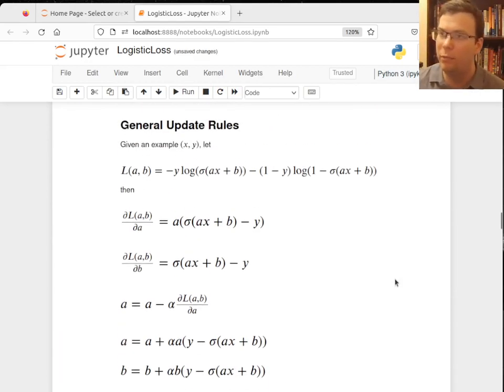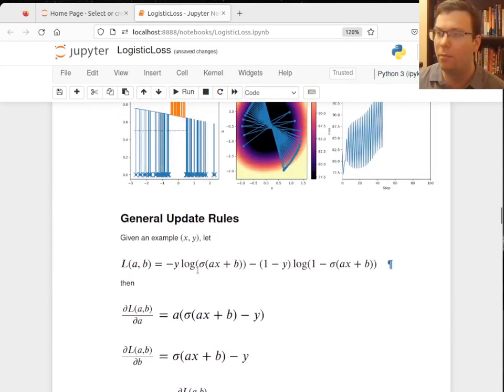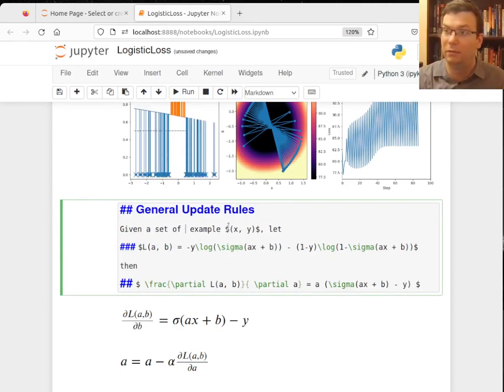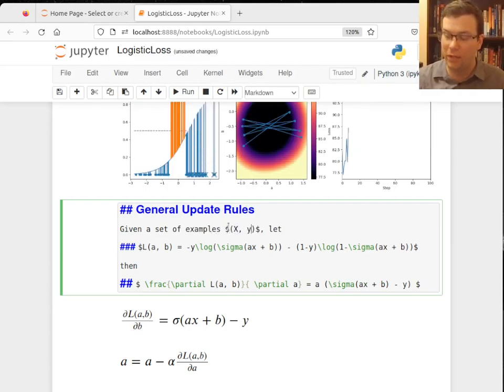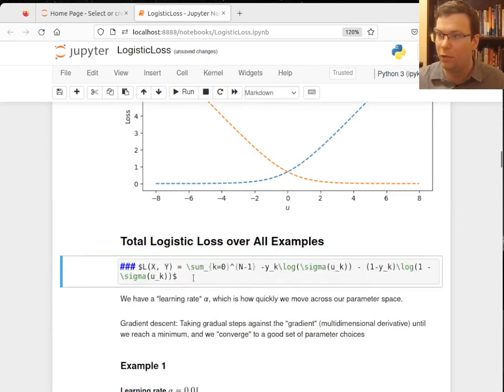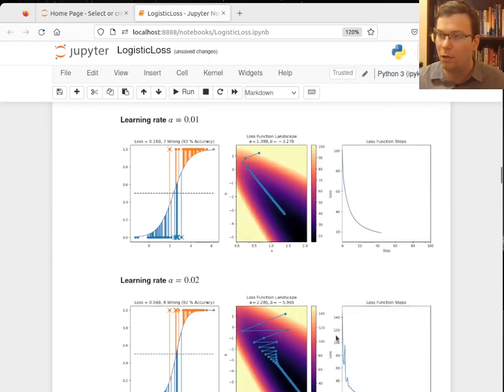One modification I'm going to make, though, is that I actually don't just have one example. So I'm going to tweak this a little bit. I actually have all the examples, right? So I have a set of examples. I'll say capital X, capital Y. And so actually the loss function, again, is the sum. So I'll go and grab it up here. It's actually the sum over all of these.